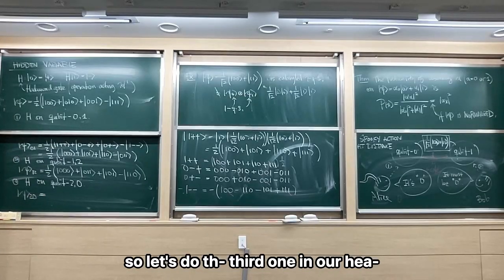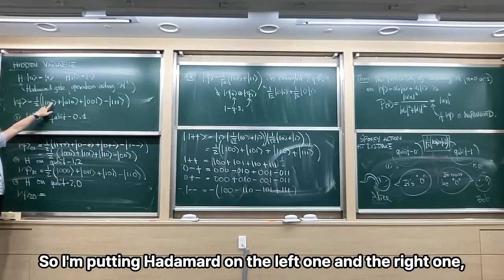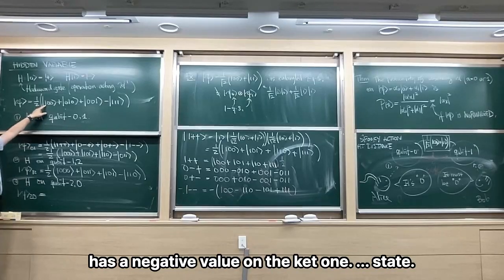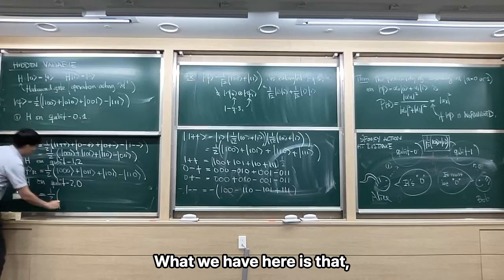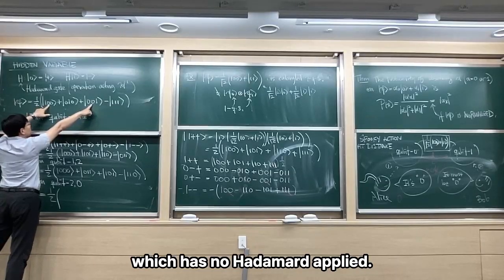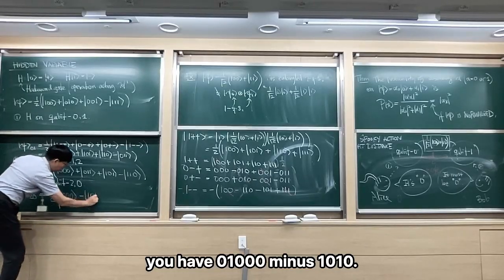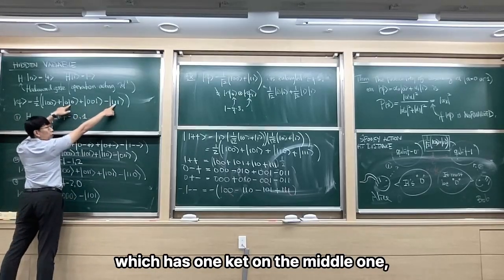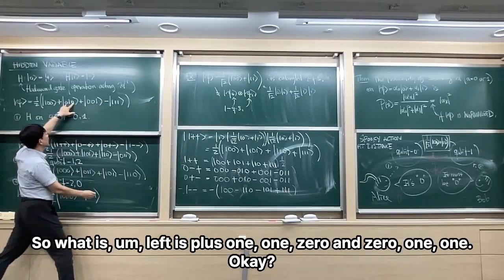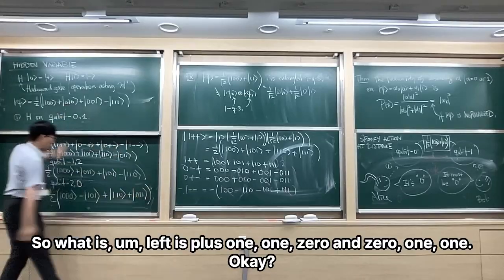Okay, so let's do the third one in our head, without writing down. So I'm putting Hadamard on the left one and the right one. So whenever you put the Hadamard when it's 1, it makes a negative, and negative has a negative value on the ket 1 state. So keep that in mind. What we have here is that you want to combine these two, right? It has the same 0 ket on the middle one, which has no Hadamard applied. So in that case, you have 0 0 0 minus 1 0 1. And then you want to combine these two, which has 1 ket on the middle one, which has no Hadamard applied. So we have 0 0 and 1 1, but you have a minus sign here. So what is left is plus 1 1 0 and 0 1 1. Okay.